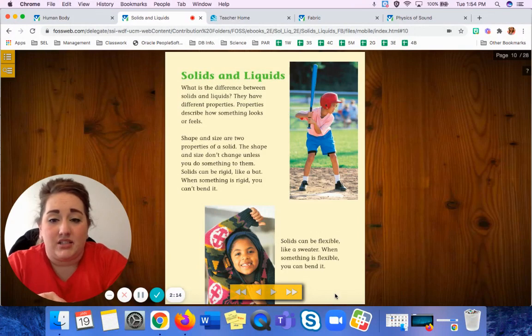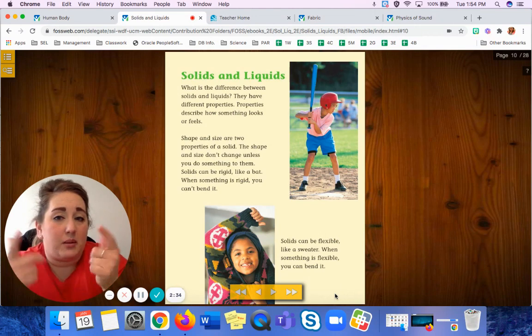Shape and size are 2 properties of a solid. The shape and size don't change unless you do something to them. Solids can be rigid like a bat. When something is rigid, you can't bend it.